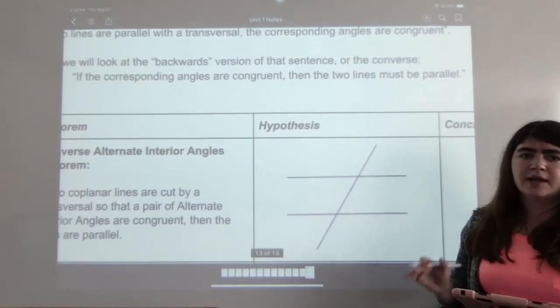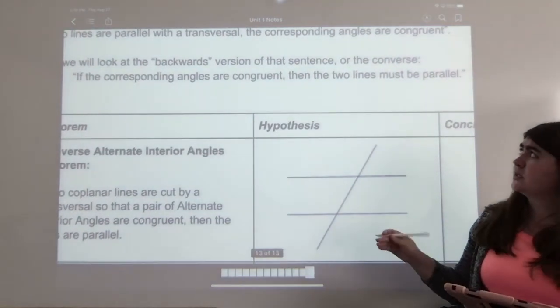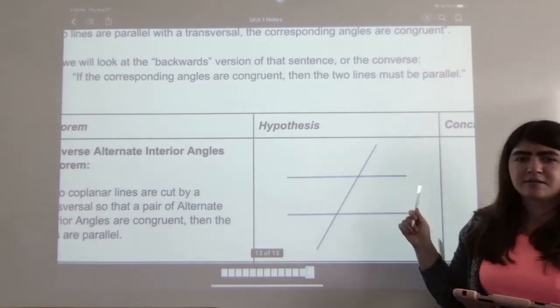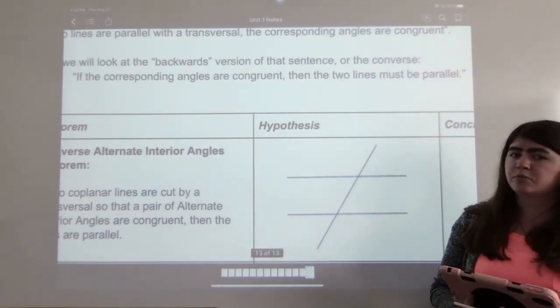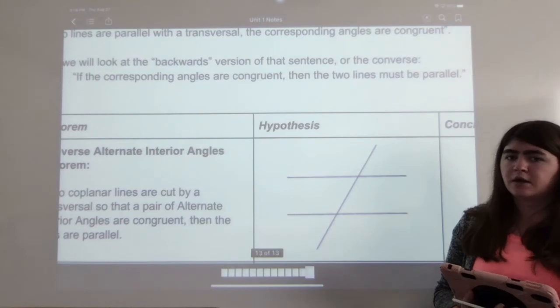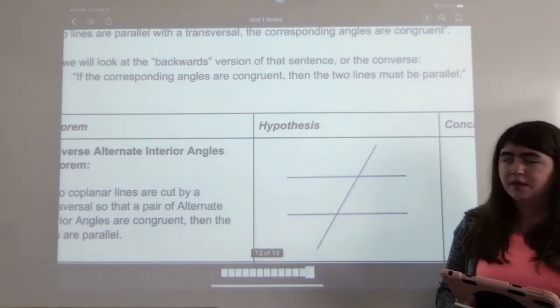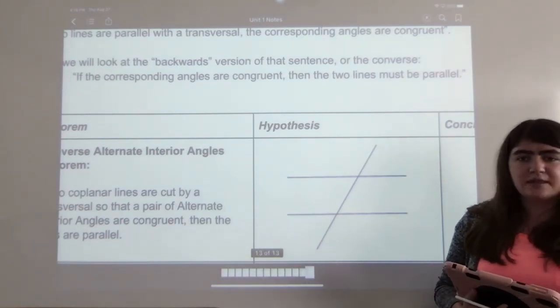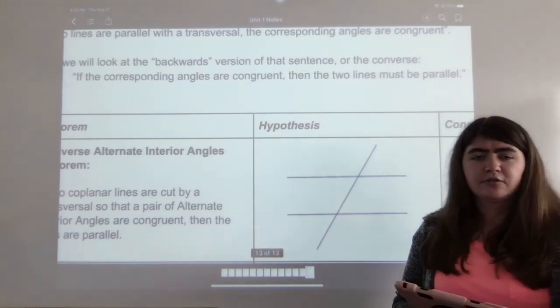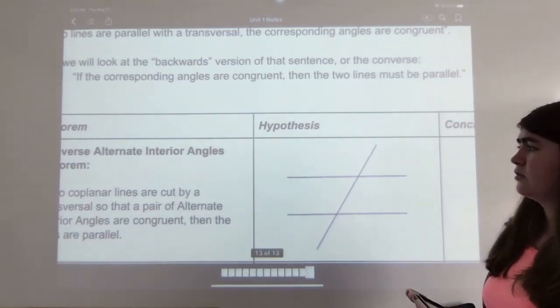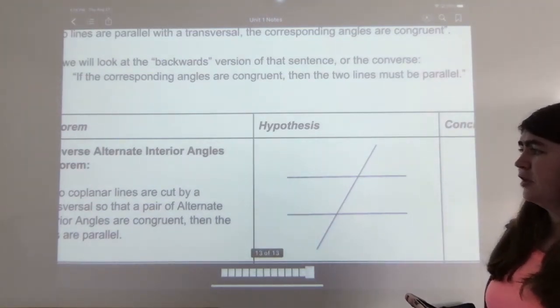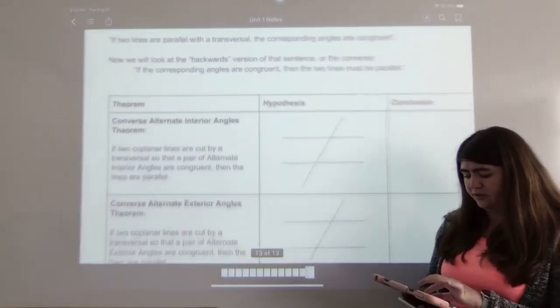Now we're looking at the backwards version of that sentence, and let's zoom in on that up here. If the corresponding angles are congruent, then the two lines must be parallel. So it works both ways. If the lines are parallel, the angles are congruent. If the angles are congruent, then the lines must be parallel.